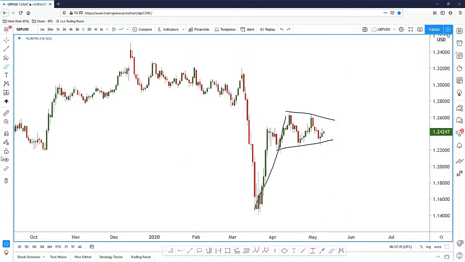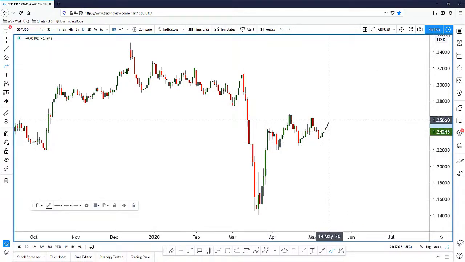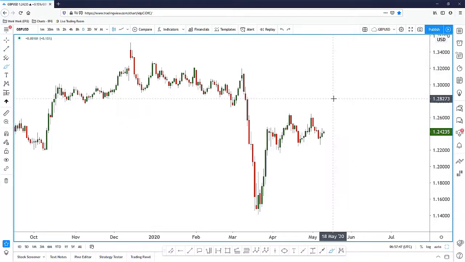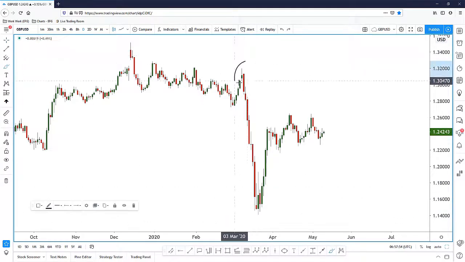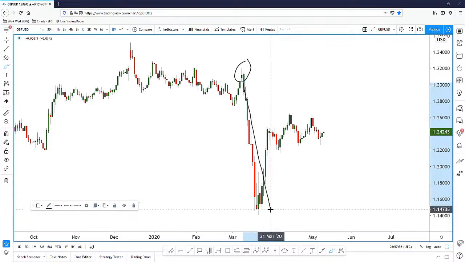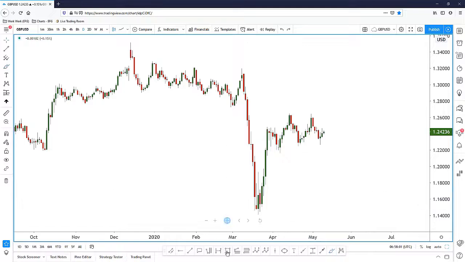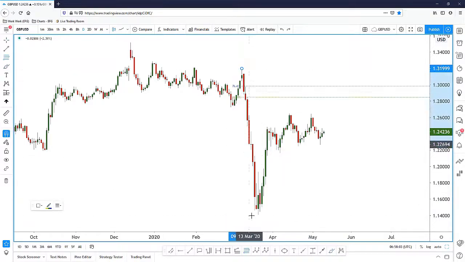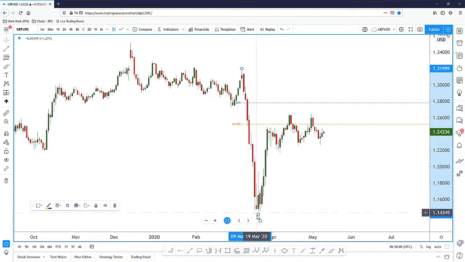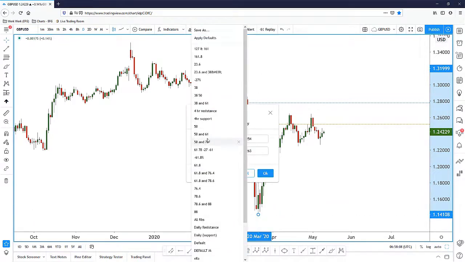So what we want to see here is for price to push up to the top of the triangle and then possibly break out, come back, retest, and then take off. But what we have here is we're going to look for the daily support and daily resistance. Price made a high here and then came all the way down to the lows here. So we can use Fibonacci retracement from the high to the low, and we can see where price could possibly head to next.